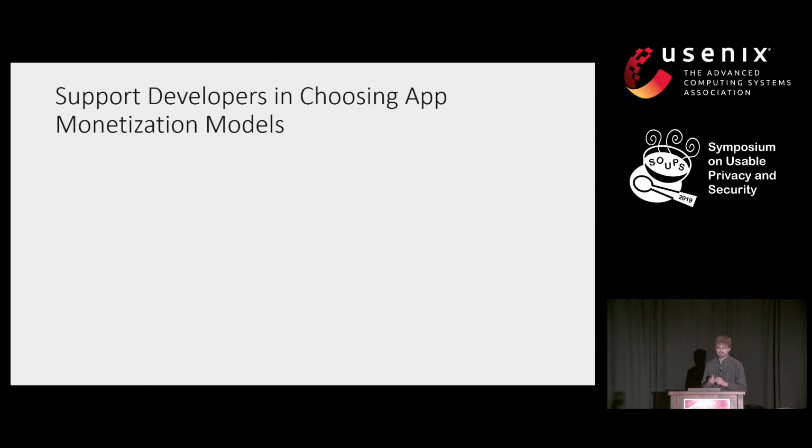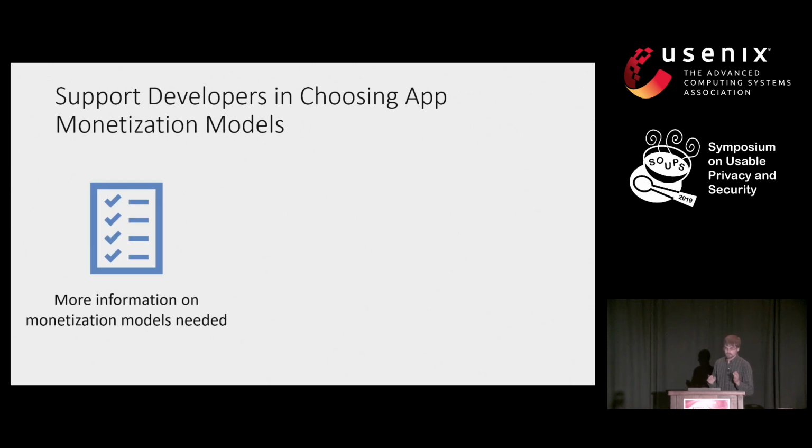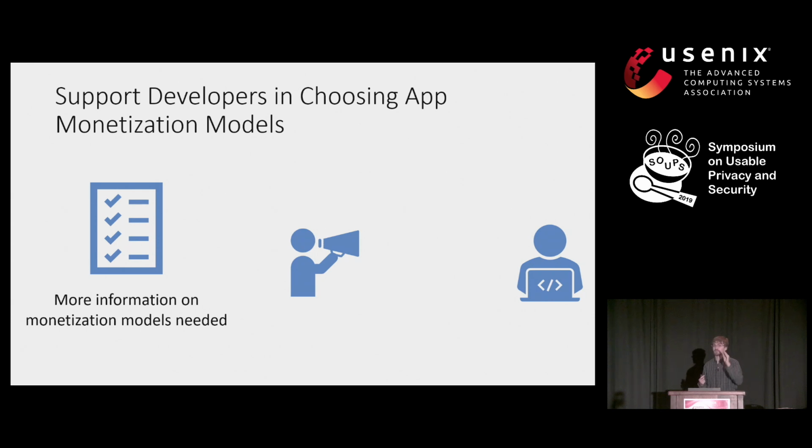The first is to better support developers in choosing app monetization models. We saw an interesting paradox between, on the one hand, developers saying advertising is the only way to make money from apps, and actually you don't make money from advertising in apps, which suggests that maybe the conventional wisdom that advertising is the best and only way to monetize your apps is wrong. And so more information on what monetization models work in what circumstances and for what apps is needed. And this information needs to be presented loud and clear to developers.